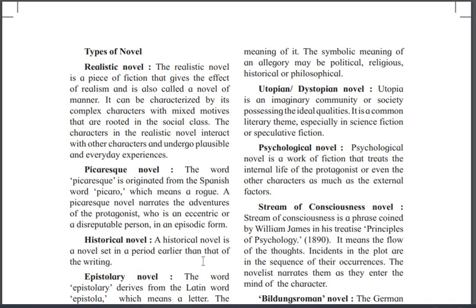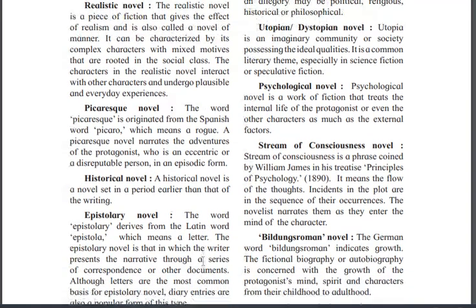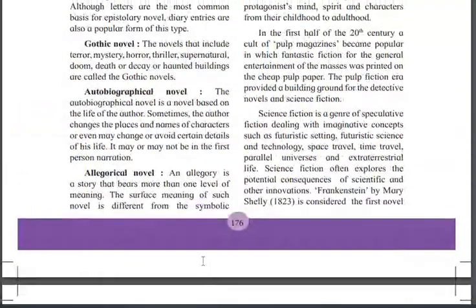The psychological novel is a work of fiction that treats the internal life of the protagonist, or even the other characters, such as external factors. Psychologically, it is trying to explain the mindset of the particular characters. Okay.